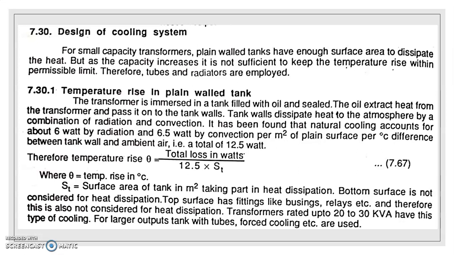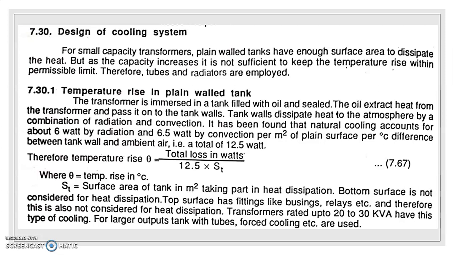Actually, the transformer is immersed in a tank filled with oil, and the oil extracts the heat transferred by radiation and convection from the active part of the transformer, and it is transferred to the oil, and through the oil to the tank walls. For heat dissipation, it is found that natural cooling accounts for about 6 watt by radiation and 6.5 watt by convection per meter square of plane surface per degree Celsius. So natural cooling is about 12.5 watt.